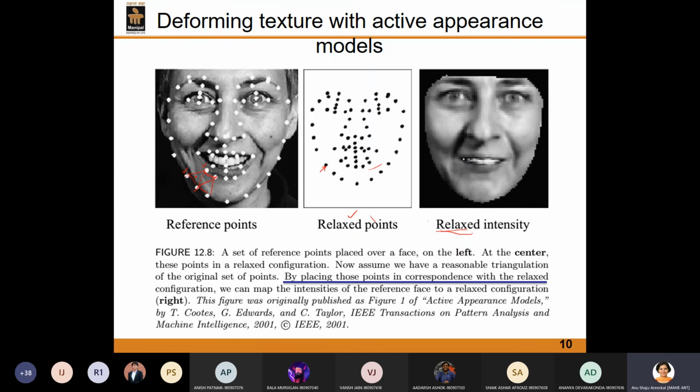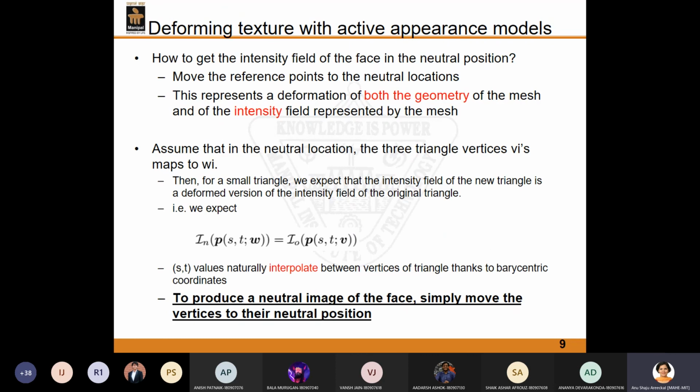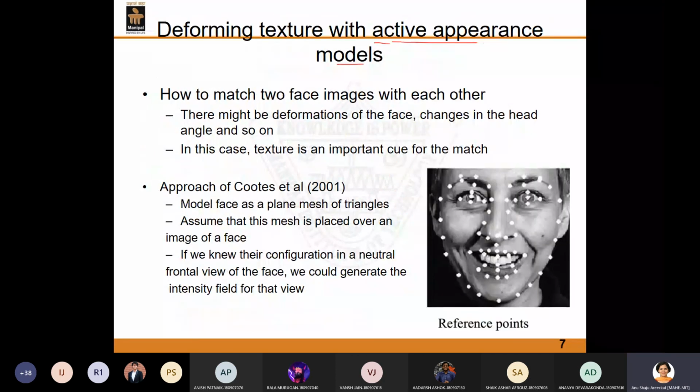This kind of method is called the active appearance model. In the active appearance model, it basically works with the texture. That means you're trying to deform the objects with respect to the texture which is present, and by doing that, we form a deformed object which is of interest to us. And the target set would be used as the guide in order to form that particular deformation.